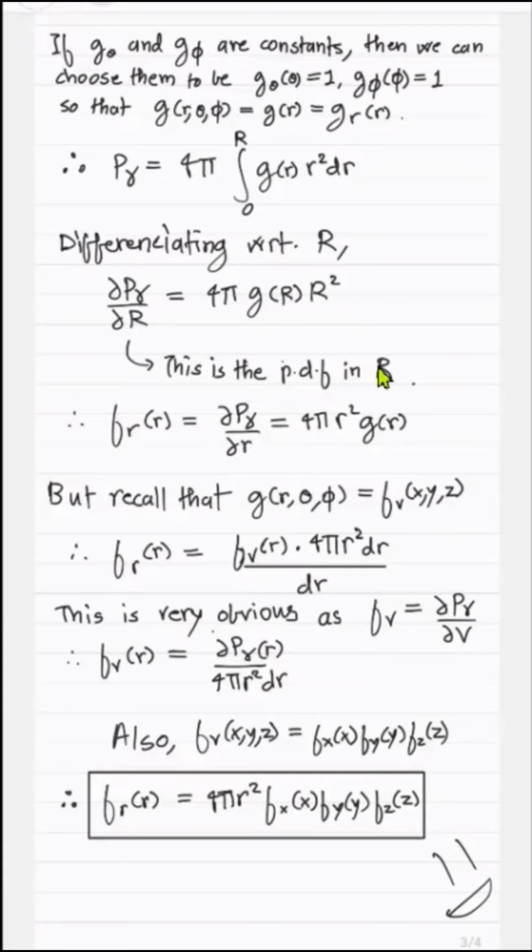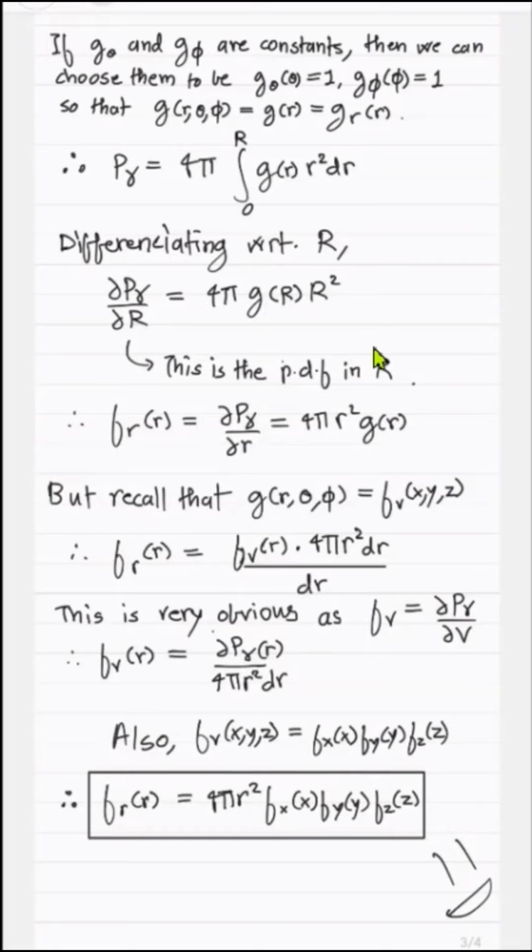Once again, g of r, since it's only dependent on r itself, you can write this thing, or you should probably go for g sub r of r. That's a better thing to do. So g sub r of r, you can actually replace by f sub r of r. Just a difference in notation is all. So basically, it's just the probability distribution in small r.